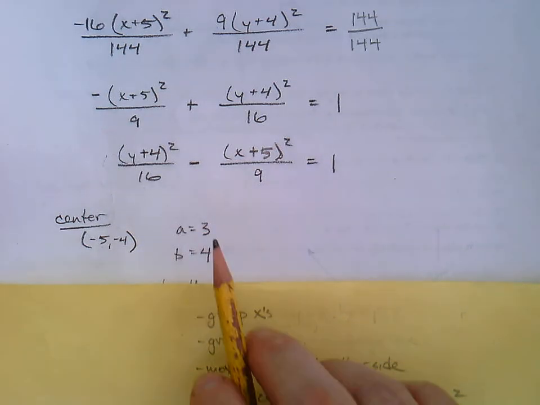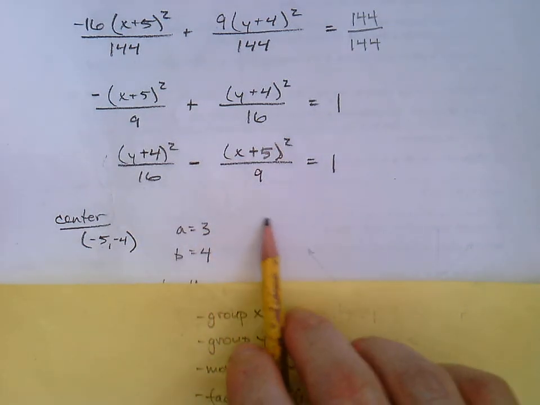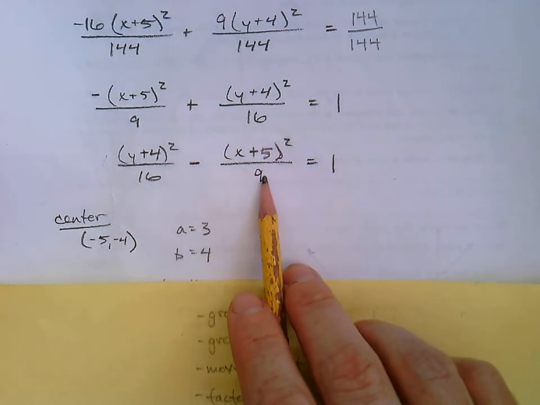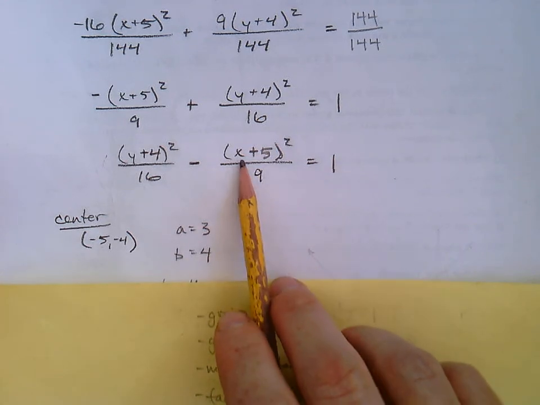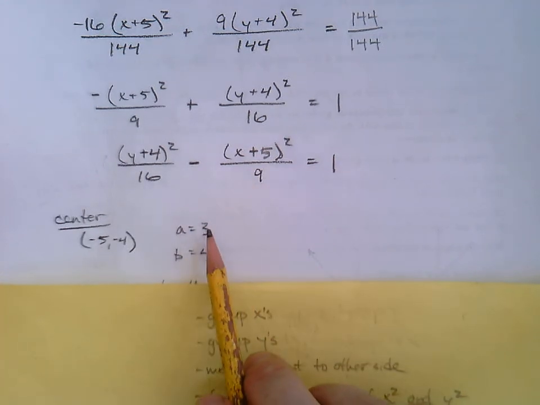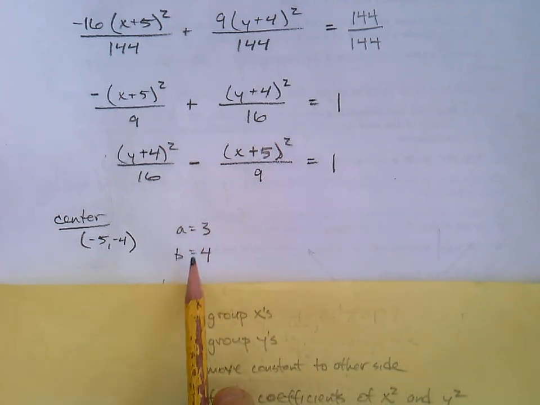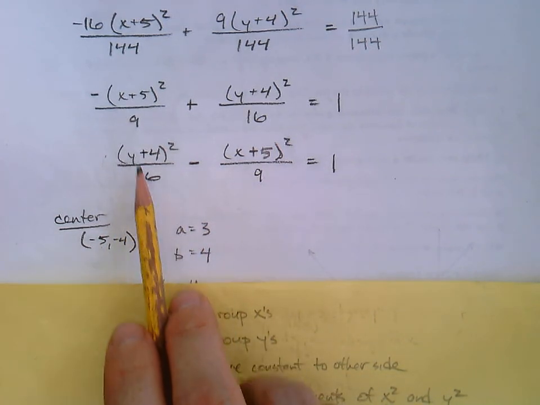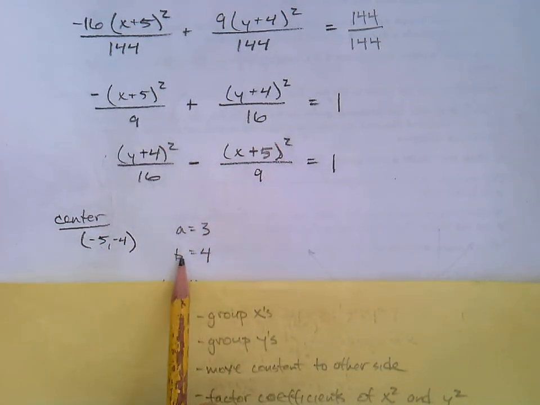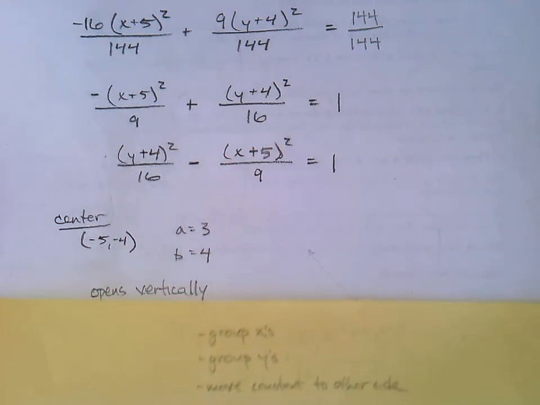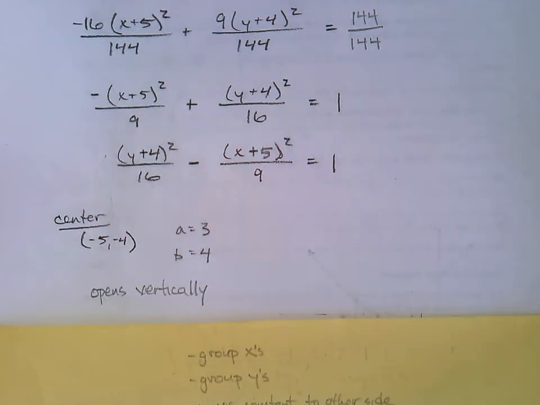And then the a and the b. The a is always describing the horizontal. That goes with x. So I look to the x, it's a 9, so that means a is 3. For the b, I look to the y, I see 16, so that means the b is 4. Lastly, I want to note which direction this opens, and if the y comes first, that means it opens vertically.